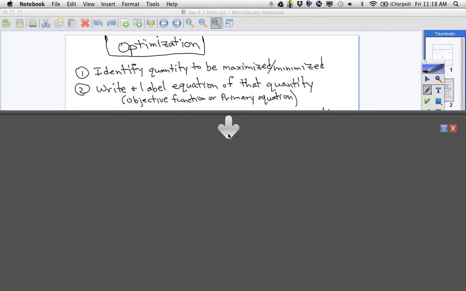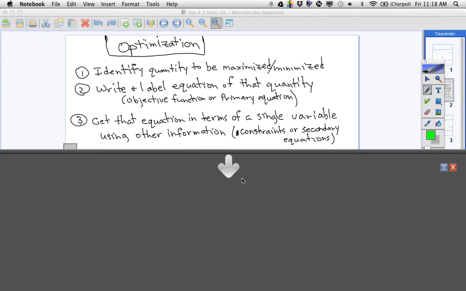Okay? Now after I do that, I've got to get that equation in terms of a single variable. So if I write down profit equals revenue minus cost, I got too many variables. I got revenue, I got cost. If I'm trying to find the time that it takes the snowmobiler to get there, well, time would be distance divided by rate. Well, that's two variables. So I need some other information to help me get that in terms of just one variable. So I need to get the equation in terms of a single variable using some other information. And that other information we call our constraints or our secondary equation.